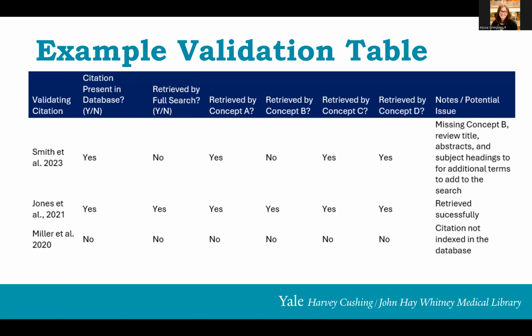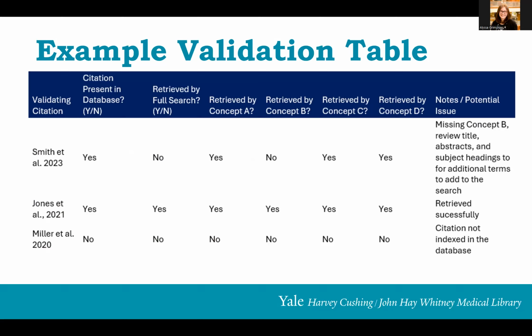You can see in the next one, Jones has been found. We don't have to do any more investigation work after this. It was retrieved successfully. Check it off your list. Perfect. It's in your search results. Then we get to Miller. So Miller is not present in the database, so it's obviously not going to be retrieved by the full text.